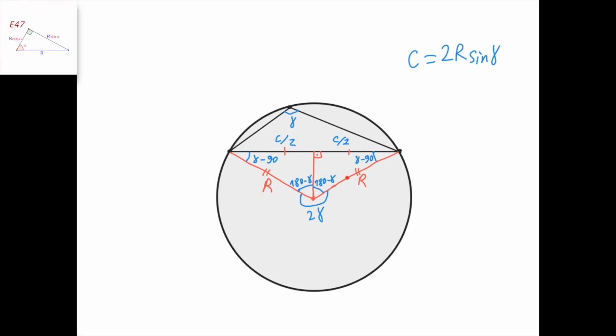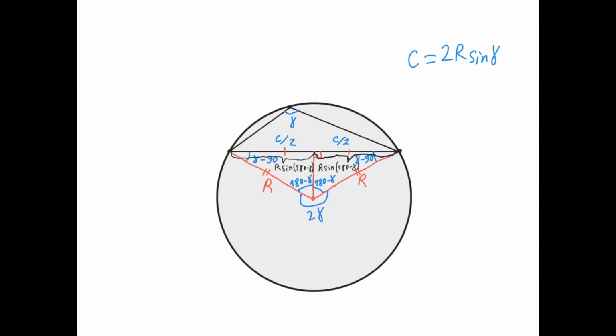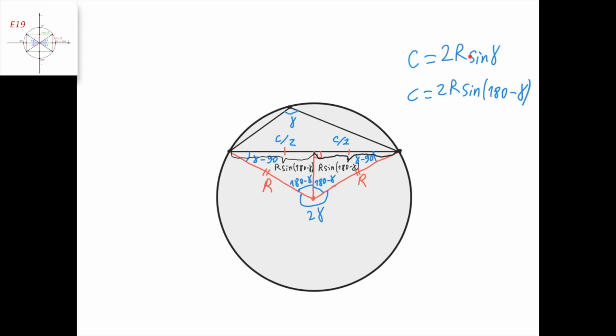Now consider this right-angled triangle, in which the hypotenuse is r, and this angle is 180 minus gamma. Then this side must be r times sine of 180 minus gamma. Similarly, this segment also has length r times sine of 180 minus gamma. Therefore, the length of the whole side of the triangle is 2 times r sine of 180 minus gamma. Hence, we get that c equals 2 times r sine of 180 minus gamma, which is almost what we have to prove.